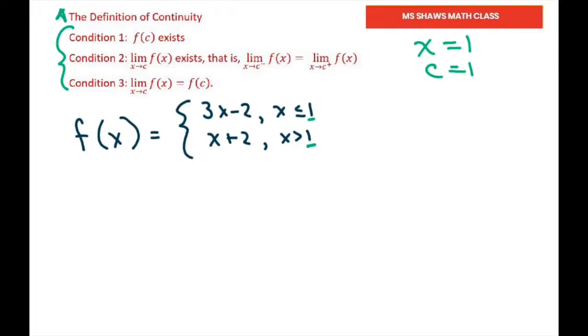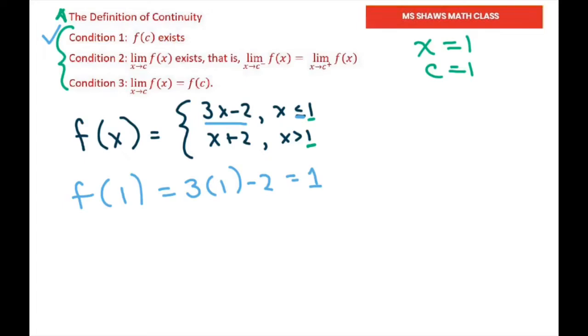So we're just going to see if f of 1 can exist. We do have an equal sign here, so we can put it in this function here. So we have 3 times 1 minus 2, and that equals 1. So condition 1 is satisfied. Now we have to do condition 2.